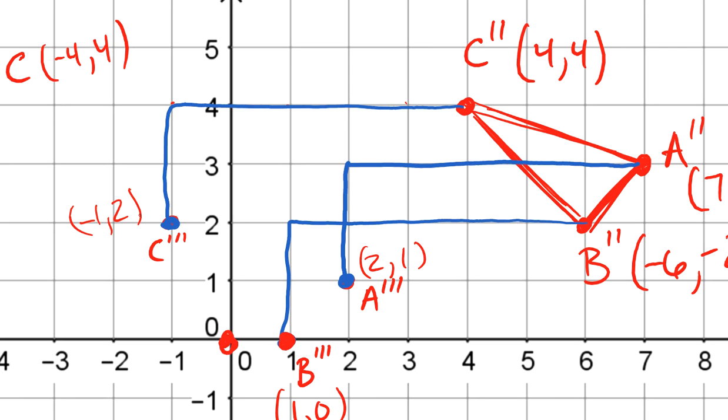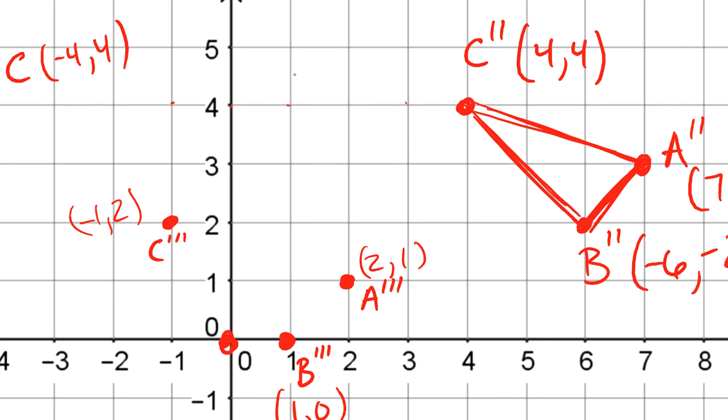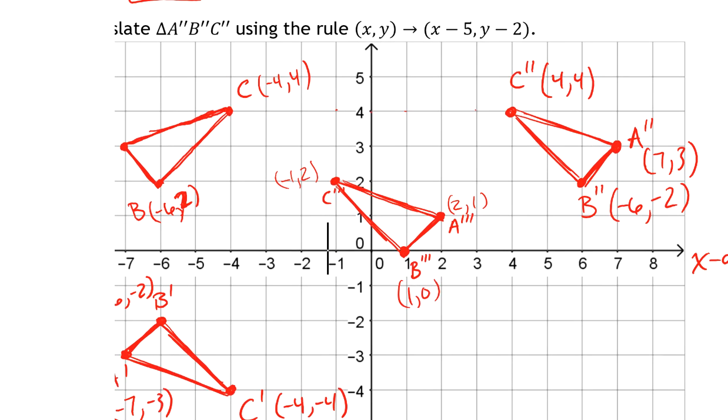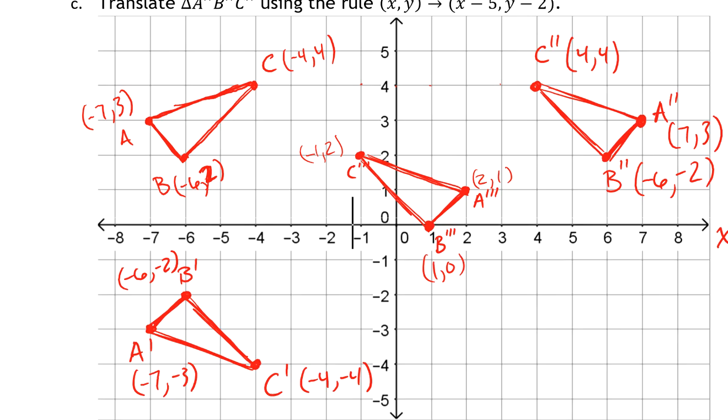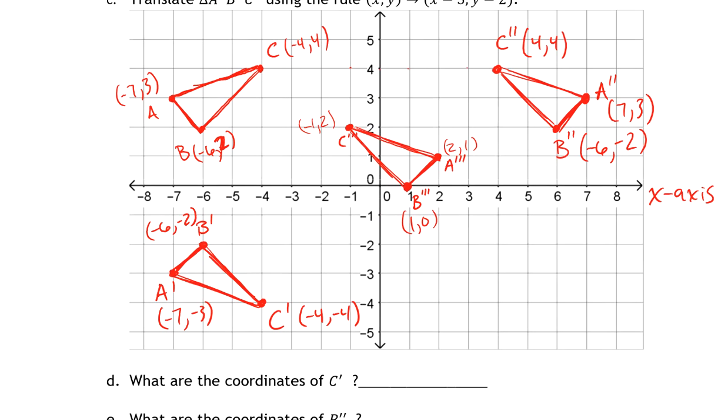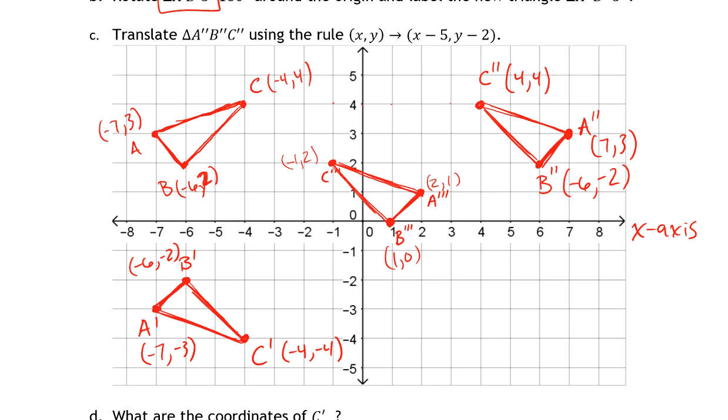So I'll erase these blue lines, and let me go ahead and sketch in the triangle again. So you can see this kept the orientation exactly the same. Sometimes we call this a slide. Just kind of slid it down and over, or over and down. So those are all of our transformations, and that's what that question should look like when you're done with it.